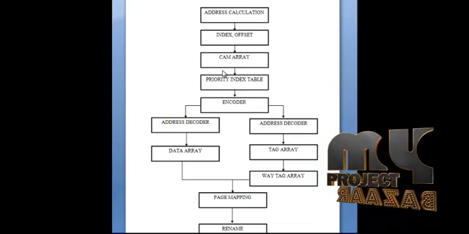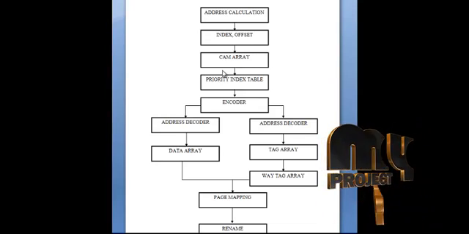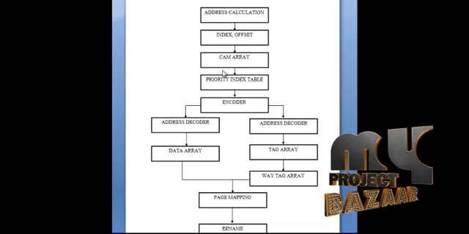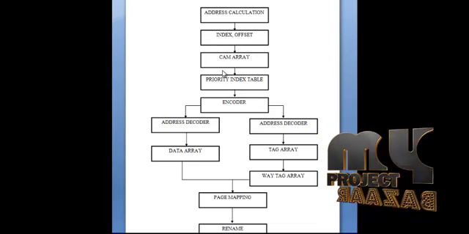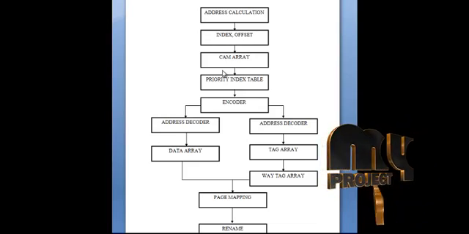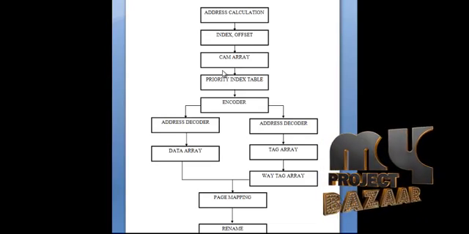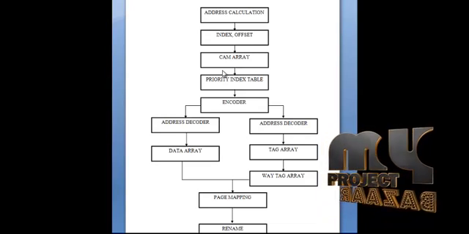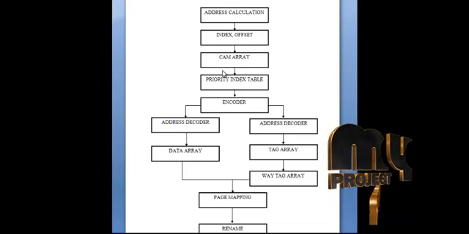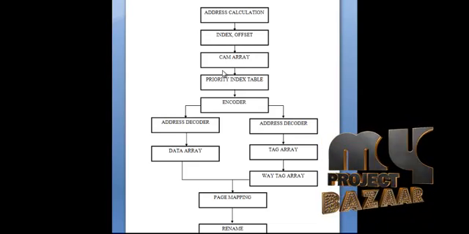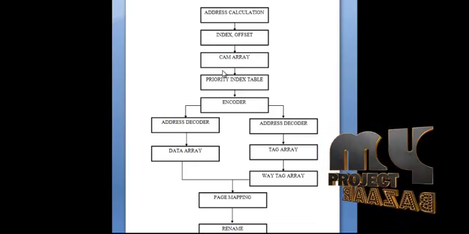The encoder is divided into two parts, address decoders. These inputs are given to two address decoders. Then we generate a tag array and a data array output, which is finally passed into the page mapping, and finally we give the rename of our process.